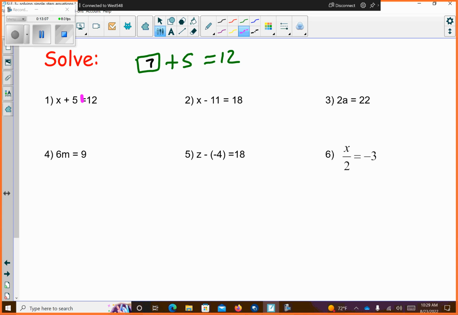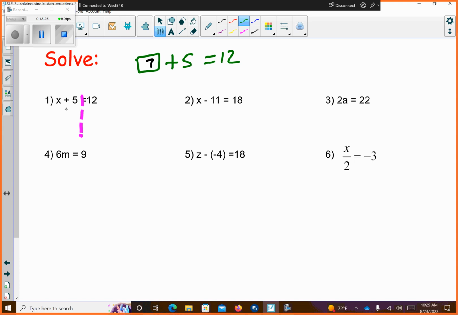So I'm going to do this. Where that equal sign is, I'm going to draw a little vertical line. That vertical line is going to represent the equal sign as we go down. What I do on one side of the equal sign, I have to do on the other side of the equal sign to keep it equal. All right, so watch this.